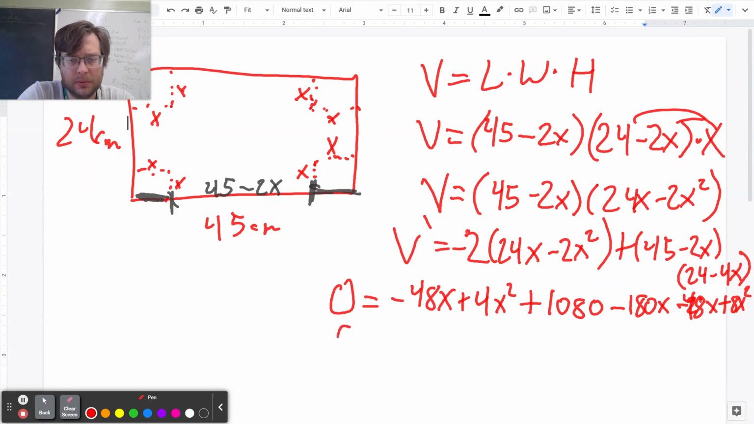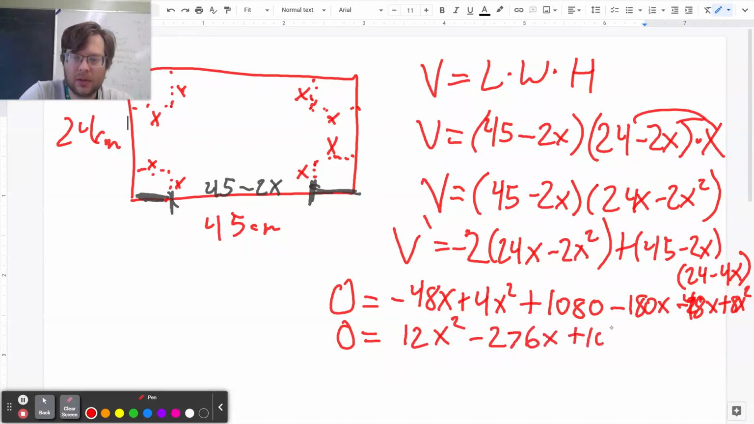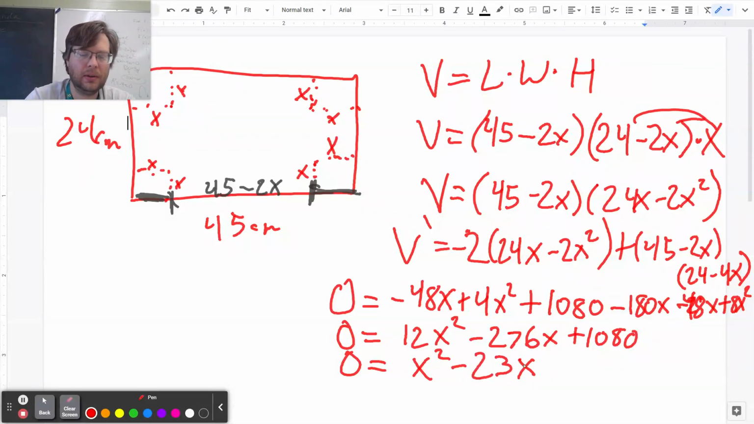Okay, I guess this is what we're doing. So we're going to keep going with this. So I have 12x squared, and then negative 180 and 48 and another 48, minus 276x plus 1080. I think 276 is divisible by 12. Yeah. So I divide by 12 and I get x squared minus 23x, and I hope 1080 is divisible by 12. Yep, it's 90.